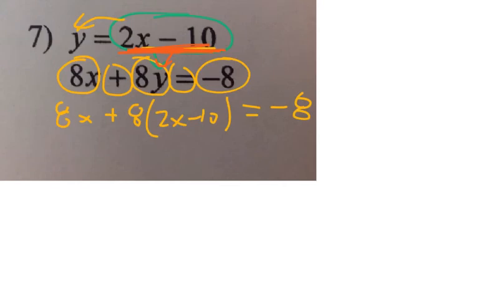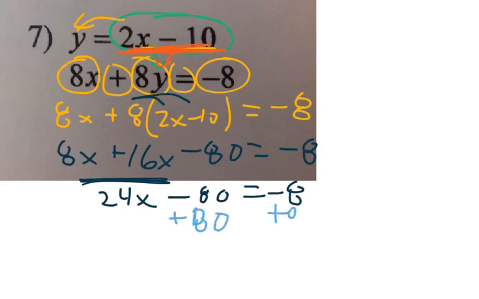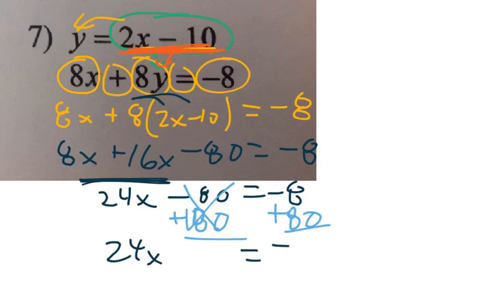So now it's just a matter of doing some math here. I have 8x, distributive property, 8 times 2, 16x, 8 times negative 10, negative 80, equals negative 8. We have some x terms that we can combine together. 24x minus 80 equals negative 8. Now I'm going to add 80 to both sides. 80 minus 80 is 0. I now have 24x equal to 72. 80 minus 8 is 72.